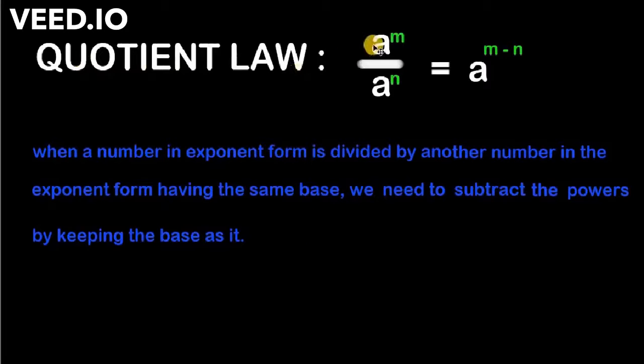Quotient law. a to the power of m divided by a to the power of n is equal to a to the power of m minus n. When a number in exponent form is divided by another number in the exponent form having the same base, here we have same base a, we need to subtract the powers by keeping the base as it is. That's what the quotient law says.